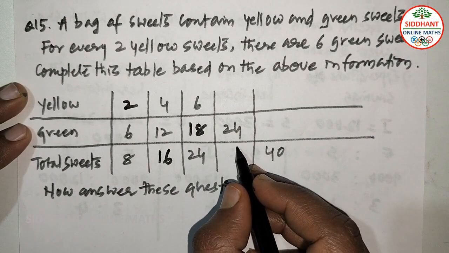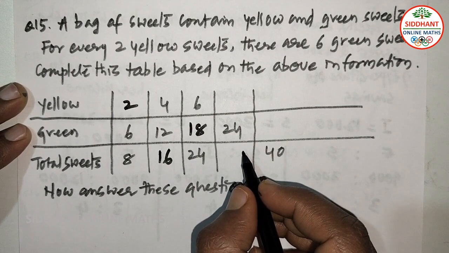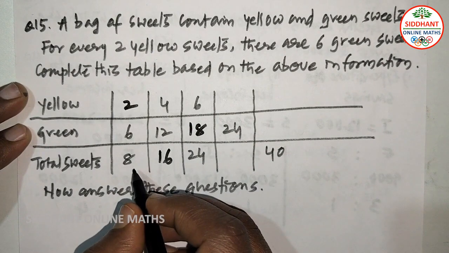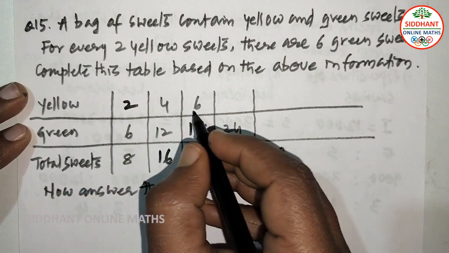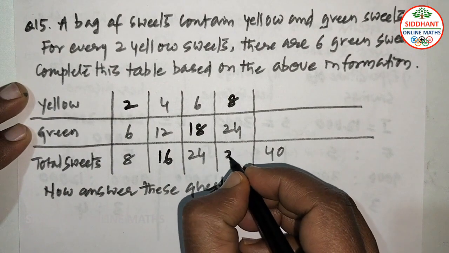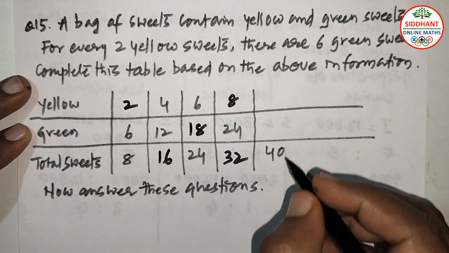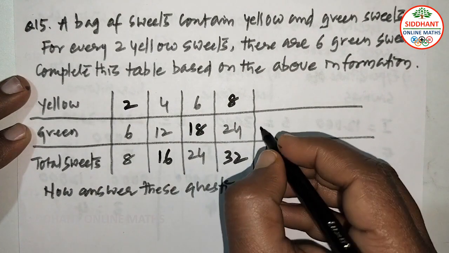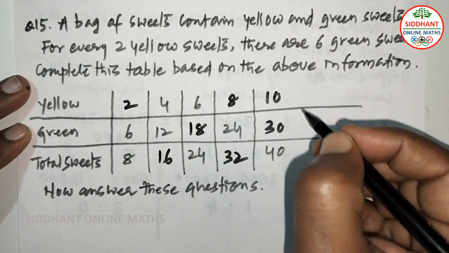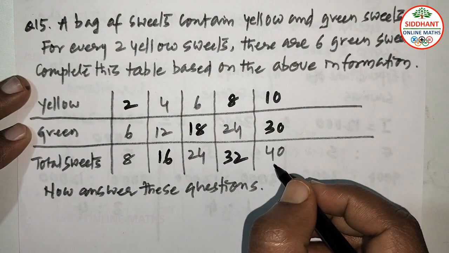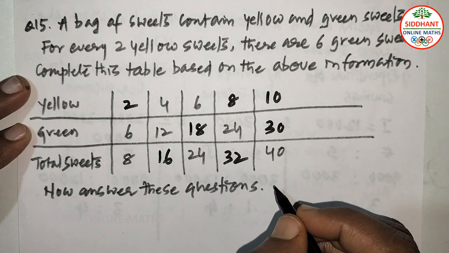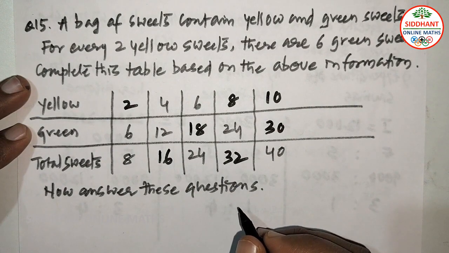So in the same way, 4 times 6 is 24 green, and in the same way we are going to see yellow 2 into 4, that means 8 yellow, and the total will be 32 here. In the same way, 6 times 5 is 30, and here 10, the total will be 40 here. So this is the data given. Now we are going to answer the questions.